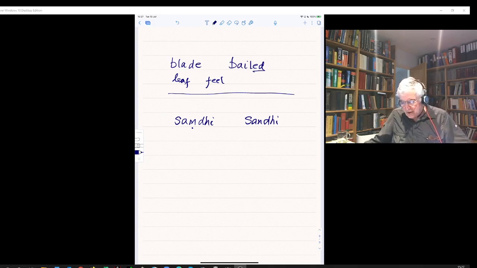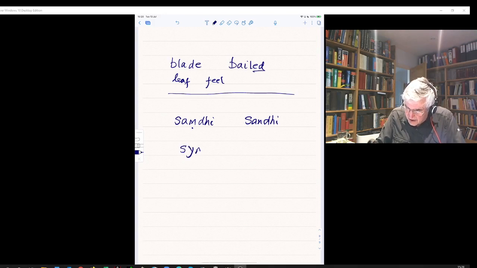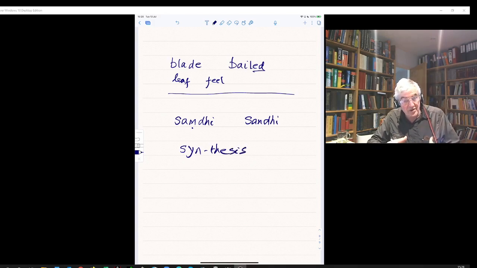The meaning of this word sandhi means putting together or junction. And in fact, it is directly cognate with the Greek synthesis. So sun in Greek is sin, the D is te. So synthesis means putting together, combining together. So sandhi and synthesis are etymologically the same word.